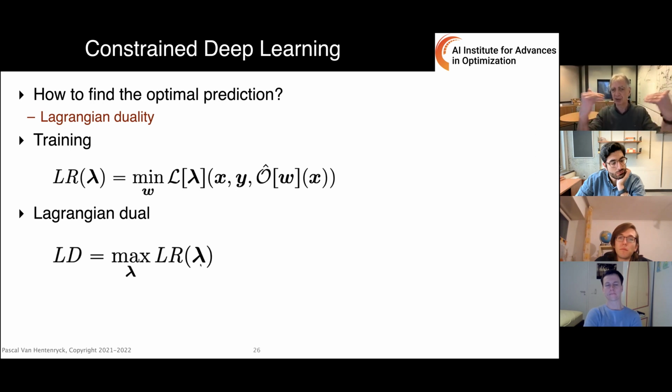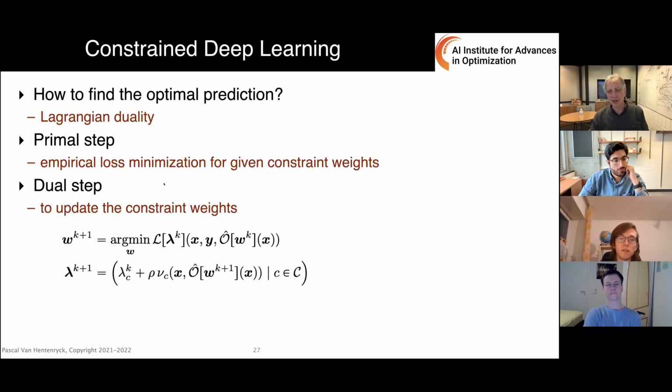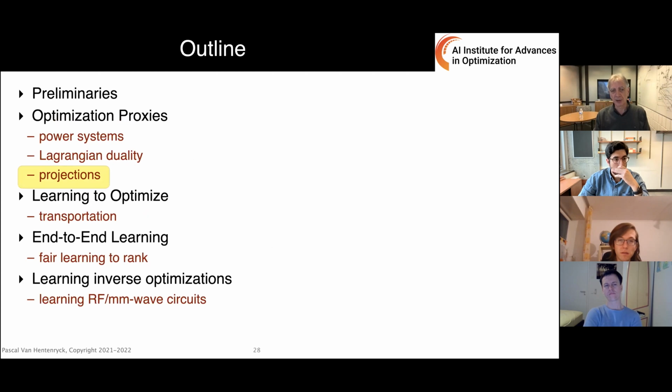So you, in a sense, try to satisfy the constraints as best as you can. The way you do that in practice is that you have a primal step where you do the optimization on the learning for a specific set of weights. And then afterwards, you adjust these weights using the violation of the solutions that you have at that particular point in time. And that gives you the first step, which is the prediction.